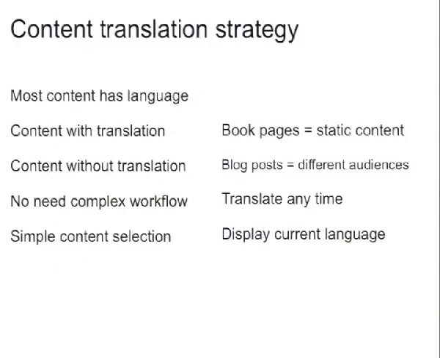Then we did, as I said, the simplest content translation strategy. We have these semi-static pages that are my works and that. This is usually translated, but maybe not. Then I have the blog posts that are mostly not translated because they're usually for different audiences. I write in Spanish for people in Spain or other local issues, and in English about the publicity. I call this content selection, when you display content on a page depending on the language.